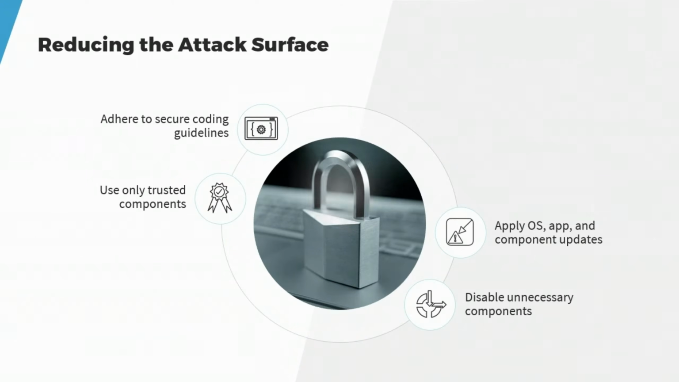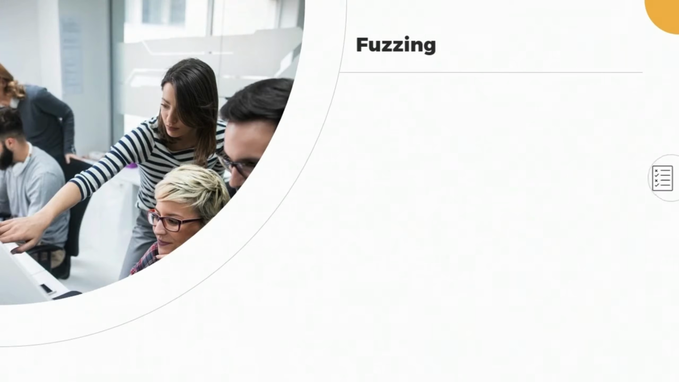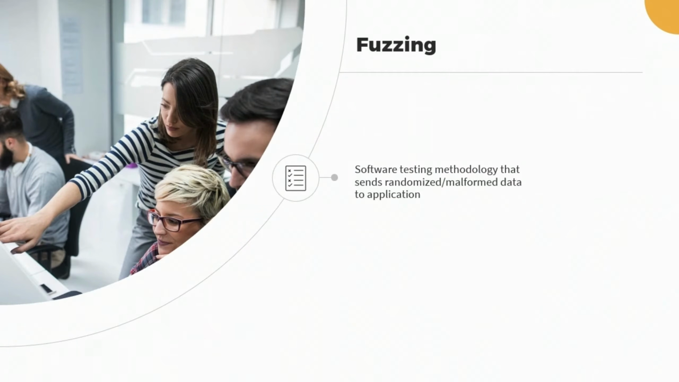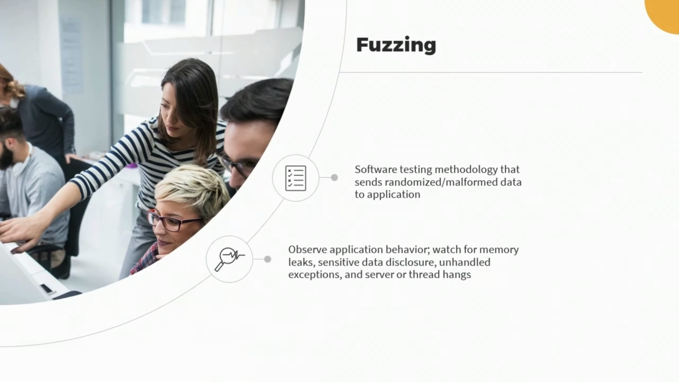When it comes to testing the security of a web application, one technique is fuzzing. When fuzzing, we use tools designed for this that send randomized or malformed data into the application. The reason I want to do this is because attackers might do this type of thing, and we want to observe how the application responds.